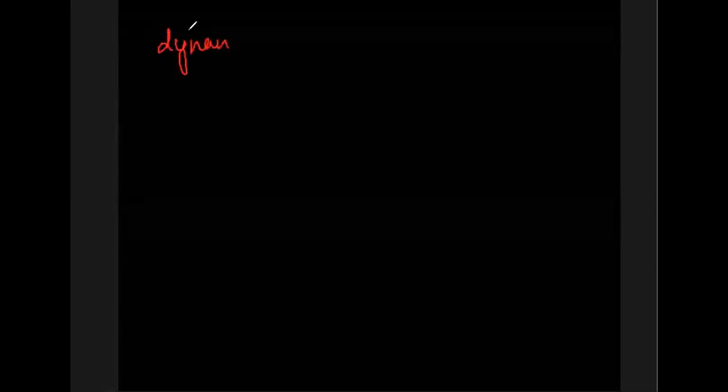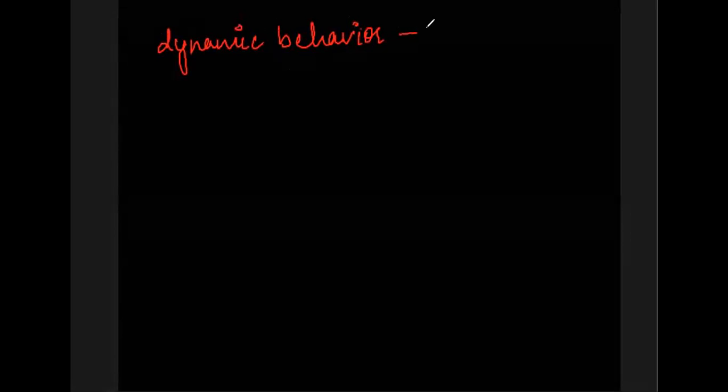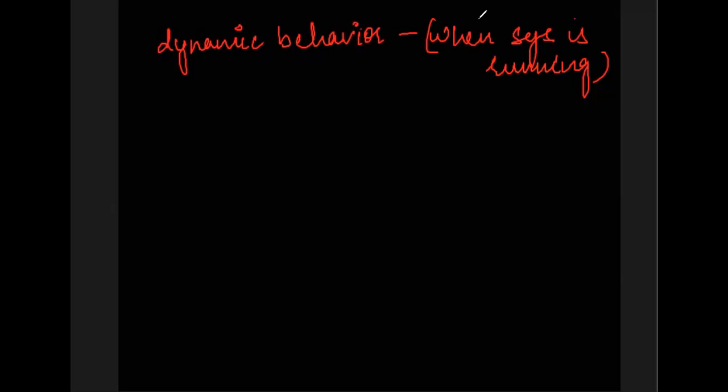Now, as I've told you, it depicts the behavior of the system. What type of behavior is depicted? It depicts the dynamic behavior of the system. Now, what do you mean by the dynamic behavior? The dynamic behavior means when the system is running. That is, what is the behavior of the system when you're executing a specific task.